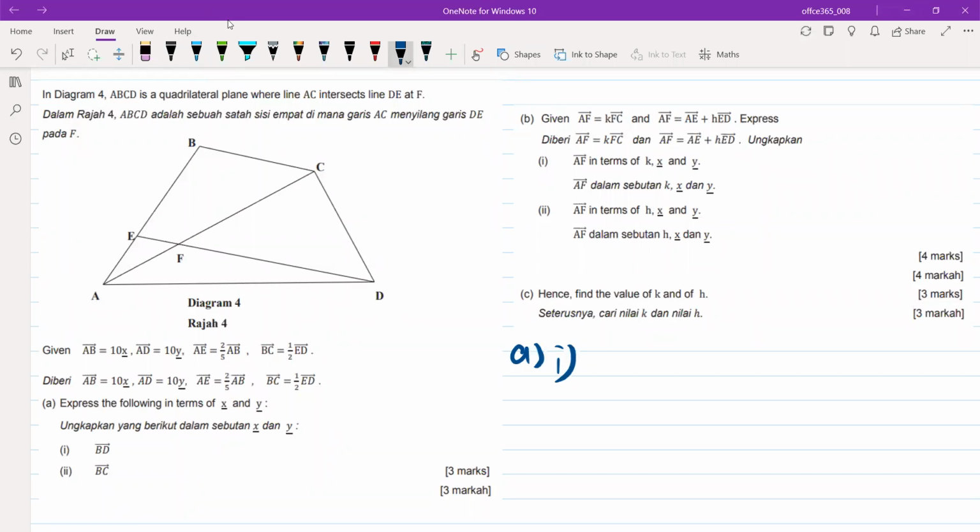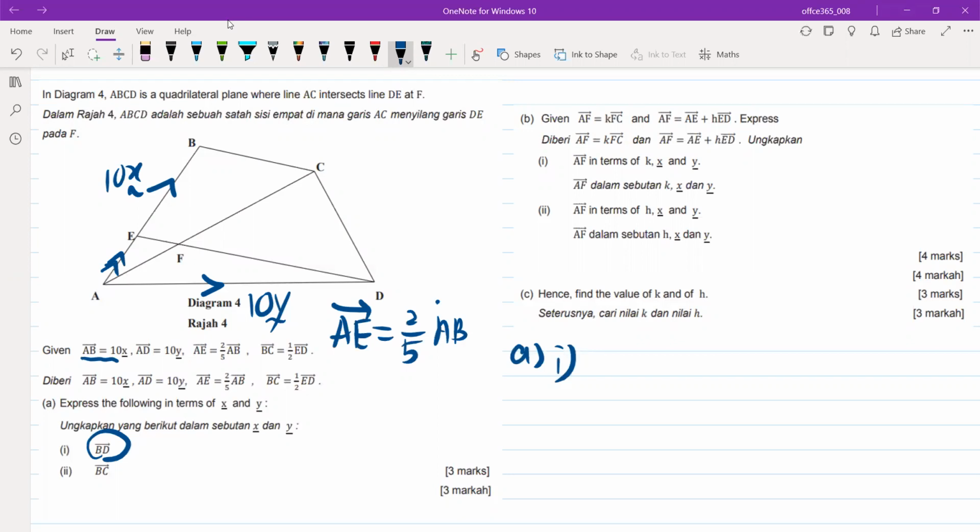Now express the following in terms of x and y. BD. Normally I fill in all that they give. AB, you have to know where AB is. A to B is 10x. A to D is 10y. And then A to E, this is the small one, is 2/5 of AB. So you can find AE first. 2/5 of AB, and AB is 10x, so that's 4x, right?